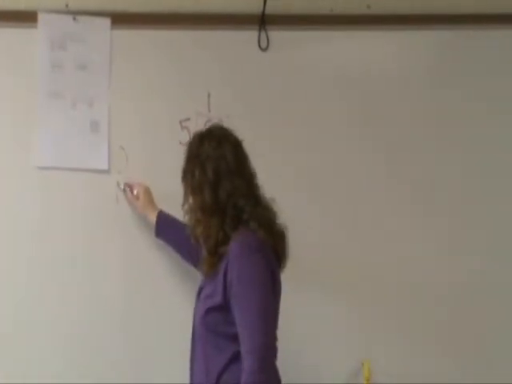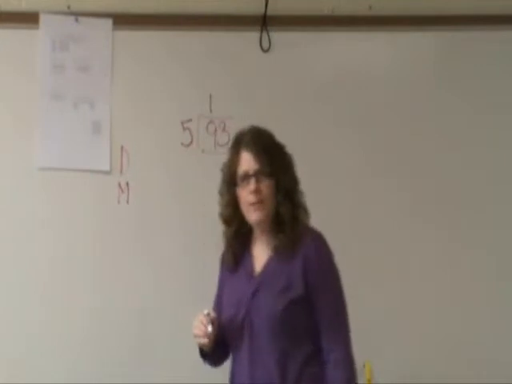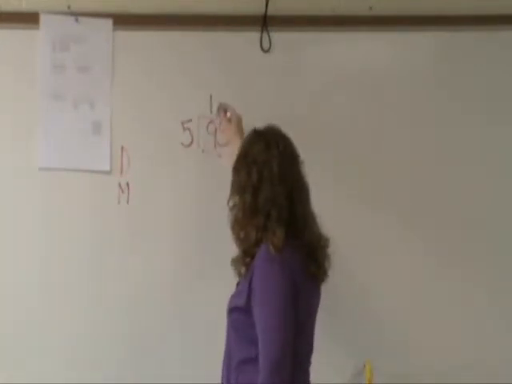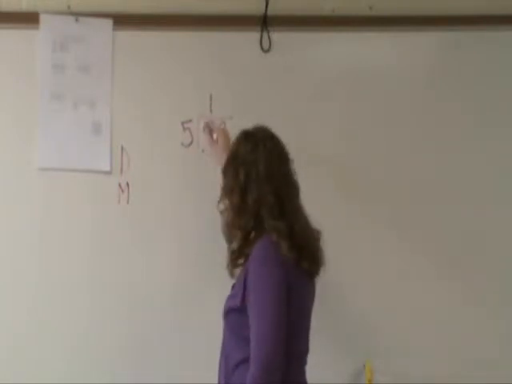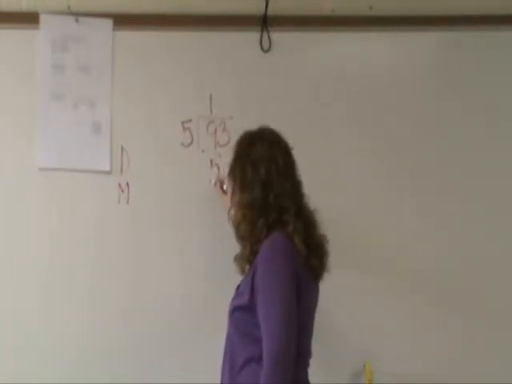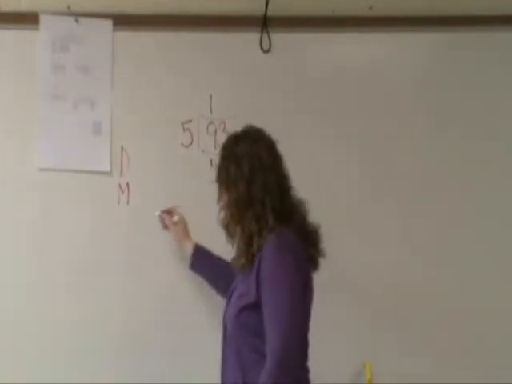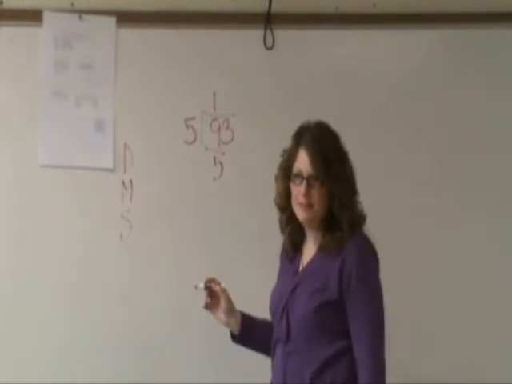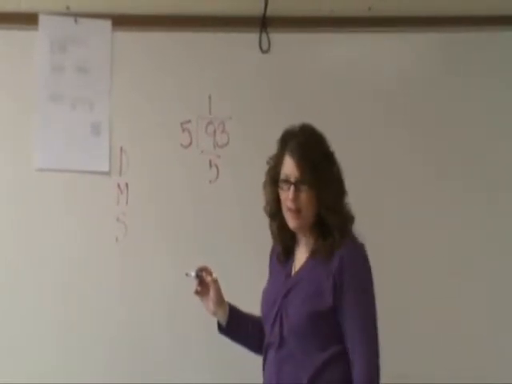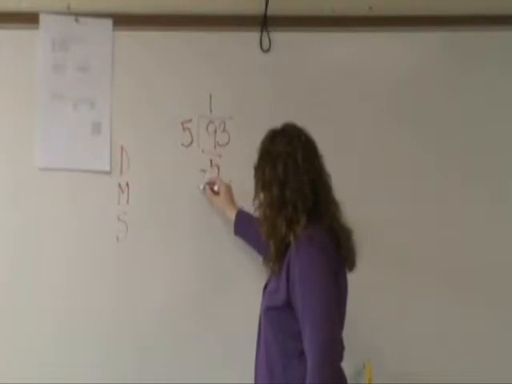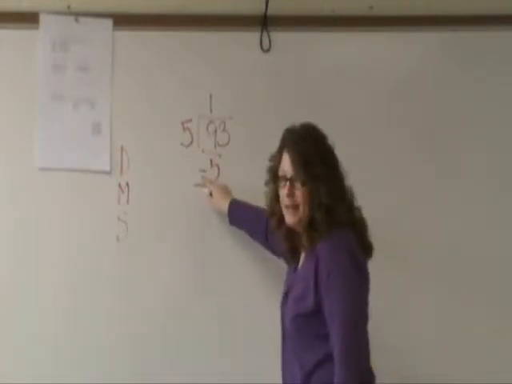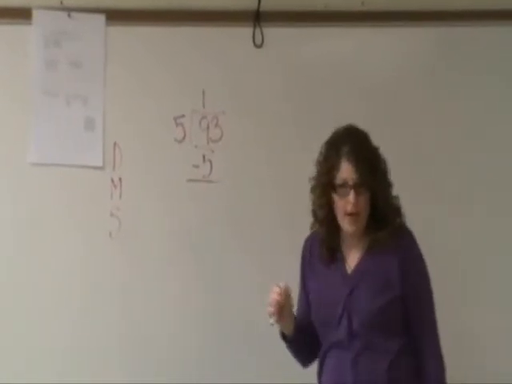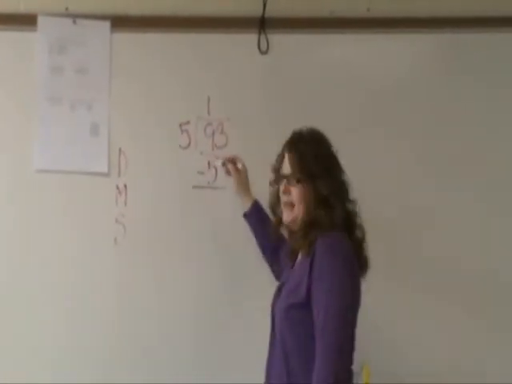Okay, now I'm going to multiply. What am I multiplying? The 5 and the 1. I'm multiplying these together. So 5 times 1 is 5. And now the next thing I need to do is subtract. So what two numbers am I subtracting? The 9 and 5. Yes, I'm subtracting these. And I must draw my subtraction sign, and I must draw my line. Okay? Alright, now, what is 9 take away 5?